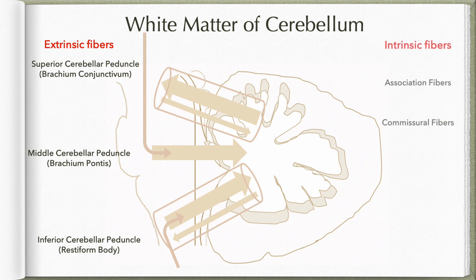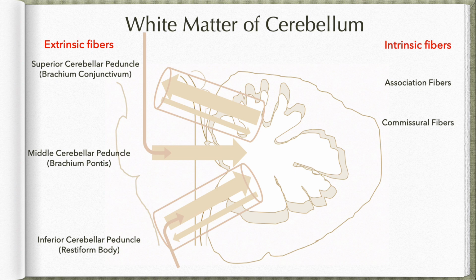Cerebellum also has some of the intrinsic fibers which include association fibers connecting different parts of the same cerebellar hemisphere. Now this fiber group also includes the fibers which are starting from the cerebellar cortex and projecting to intra-cerebellar nuclei. And then in the cerebellum we have commissural fibers.